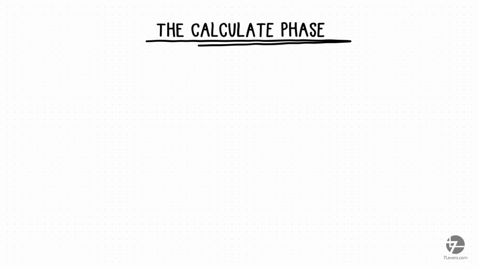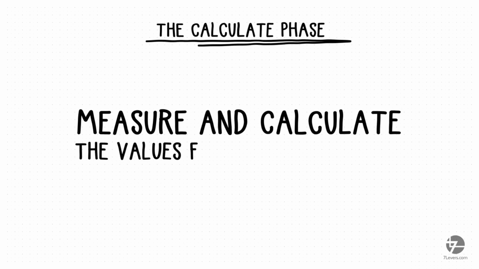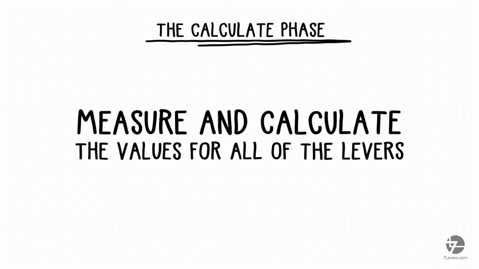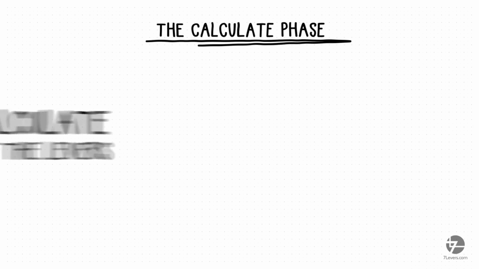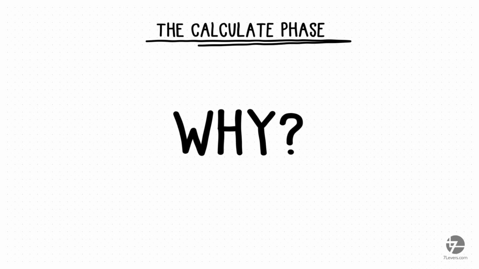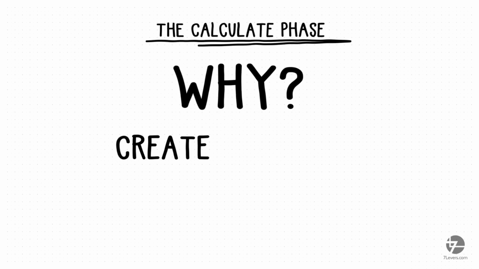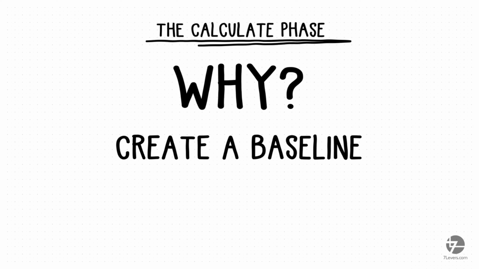In this module, we're going to look at the calculate phase of Profit Foundations. In this phase, what we're going to do is measure and calculate the current values for all of the levers that we've defined in your business. The reason we're doing this is that we want to create and record a baseline of figures so that we know where we're starting from when we move on to profit growth and we start to apply those 10% wins.